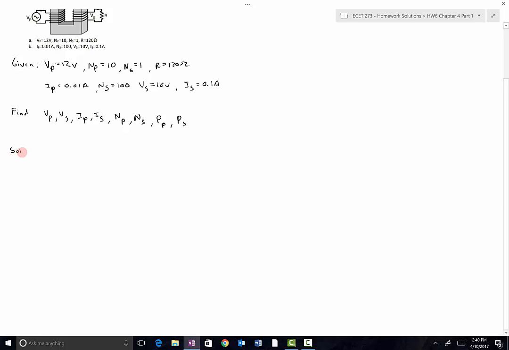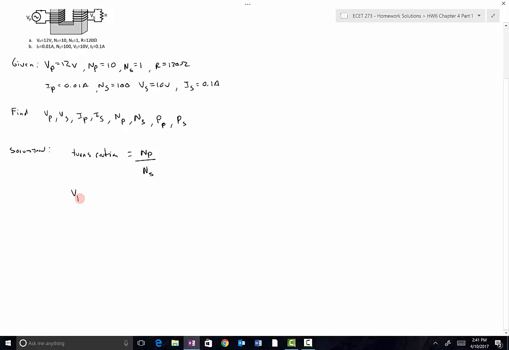So the solution for this simple ideal transformer is that we have a relationship between voltage and current in the primary and in the secondary, and that's called the turns ratio. Turns ratio is equal to the number of turns in the primary divided by the number of turns in the secondary. And we can relate that to voltage and current in the primary and secondary coils of the transformer.